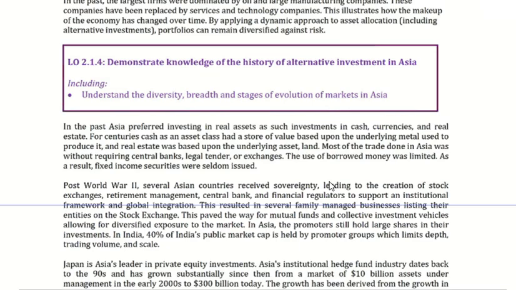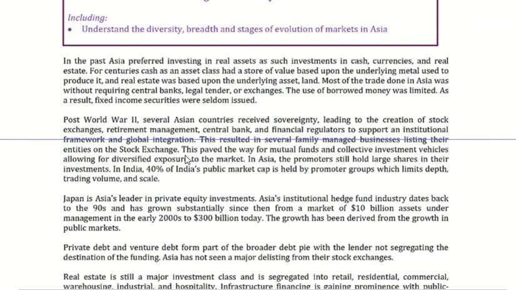Let's go. Learning objective 214, demonstrate knowledge of the history of alternative investments in Asia. If we go back in the past, Asia preferred investing in real assets, and based on that, investments in cash, currencies, and real estate. For centuries, cash as an asset class always had a store of value based on the underlying metal used to produce it. Real estate was based also on the underlying asset, which was land.